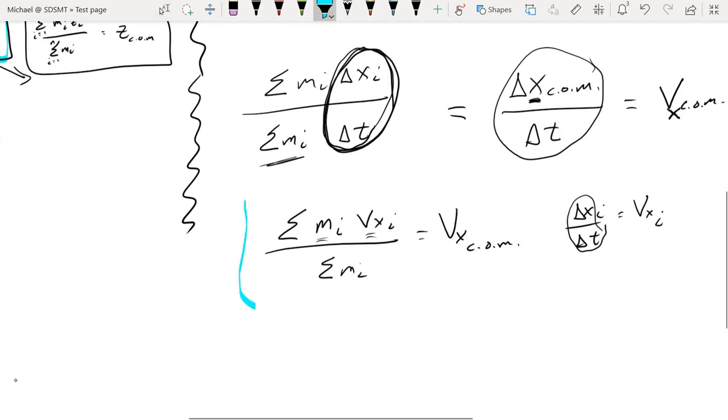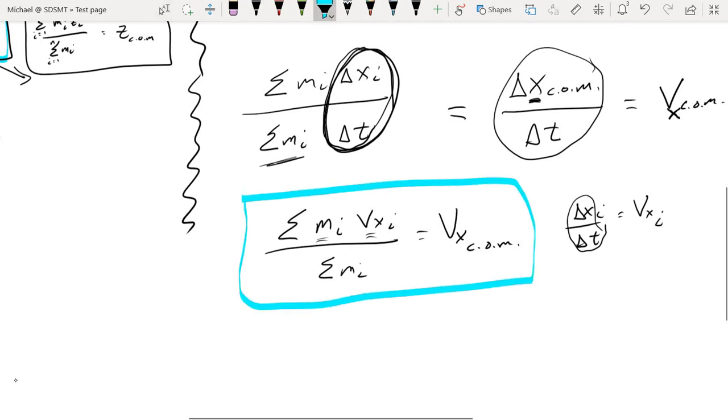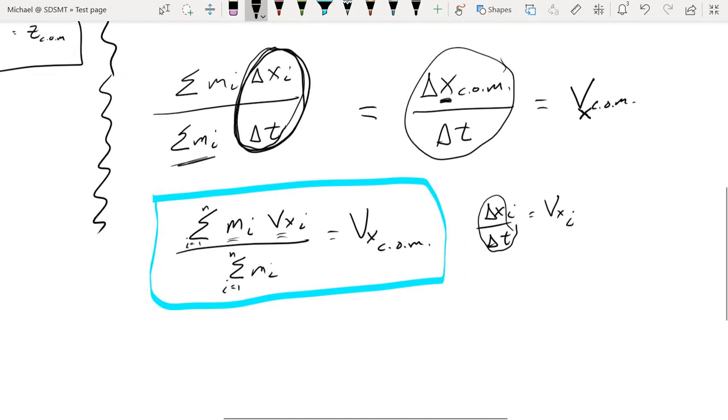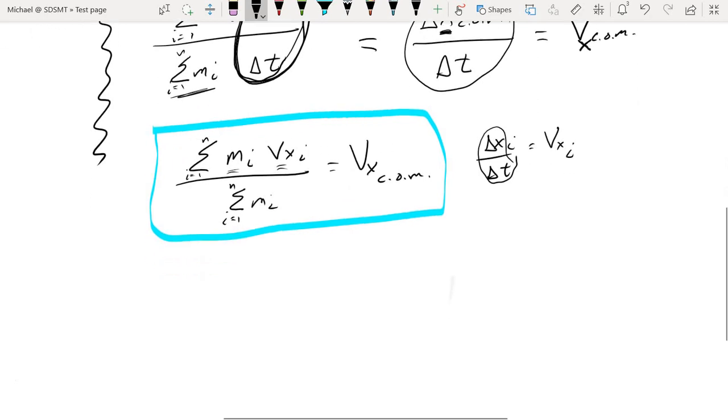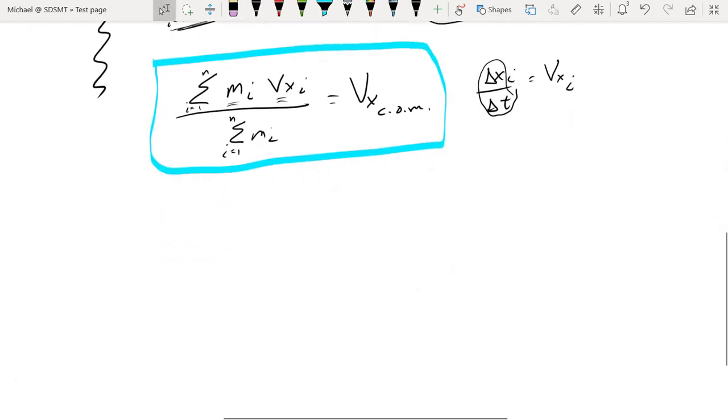This is our velocity for center of mass on the x-axis. And I should probably put in my specifics for these summations. I think by now we know what they are. Everything's going to go from 1 to n. So if I forget that notation in a future portion, you can just make the assumption and plug it in there. All right, so that's velocity.